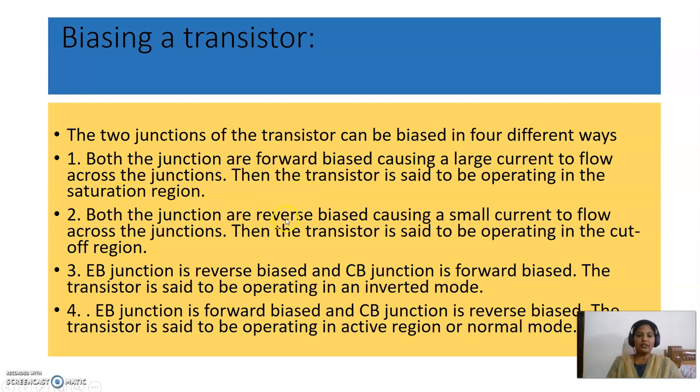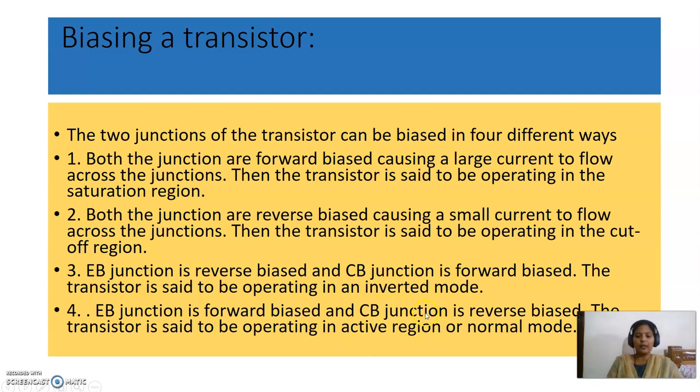If both the emitter base junction and the collector base junction are reverse biased, causing a small current flow, then the transistor is said to be operating in the cutoff region. If the emitter base junction is reverse biased and the collector base junction is forward biased, then the transistor is said to be operating in inverted mode. If the emitter base junction is forward biased and the collector base junction is reverse biased, then the transistor is said to be operating in the active region or normal mode.